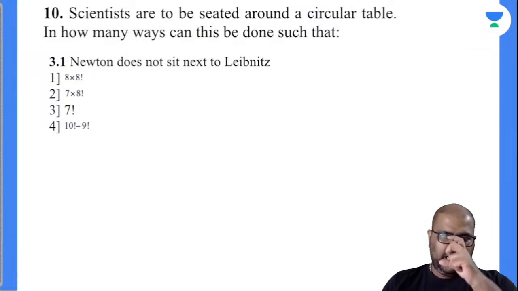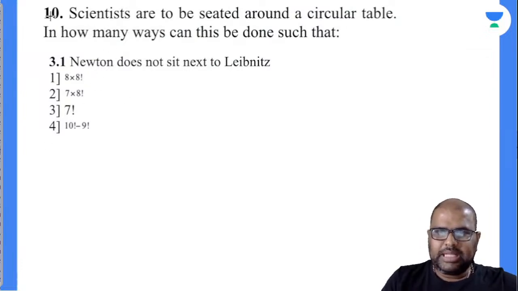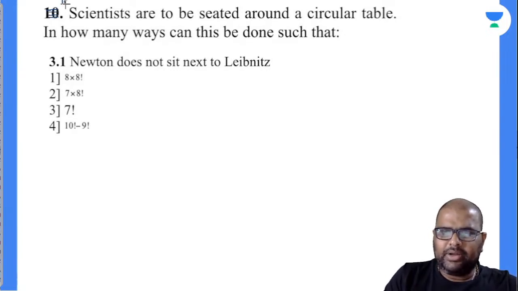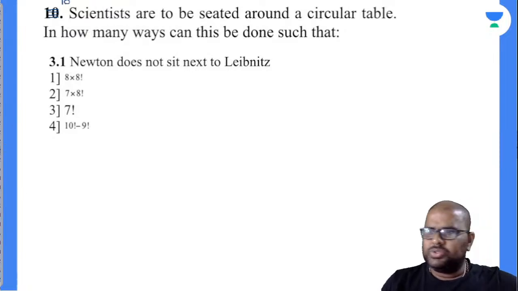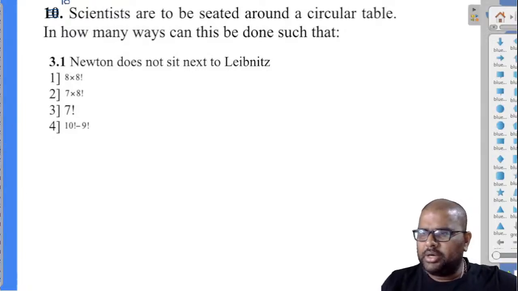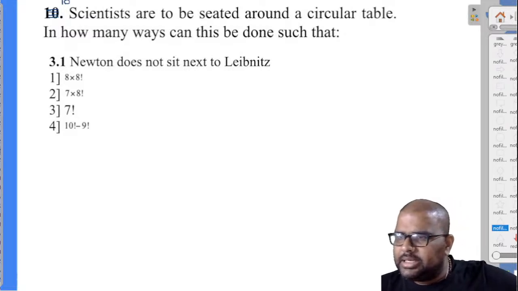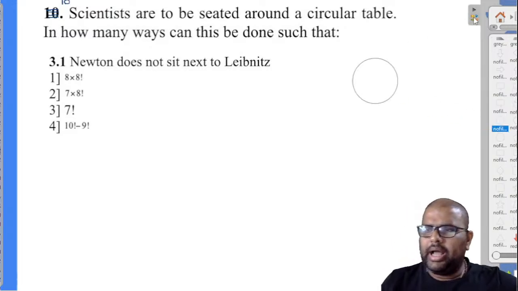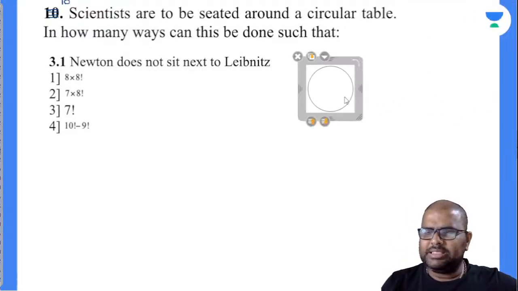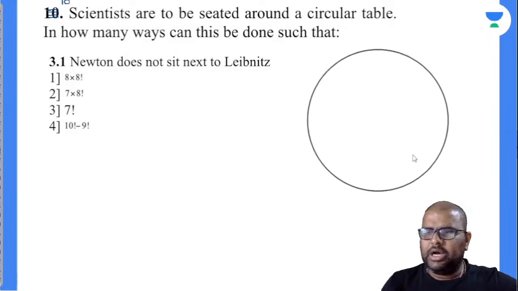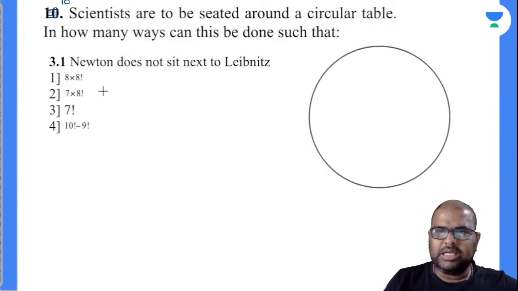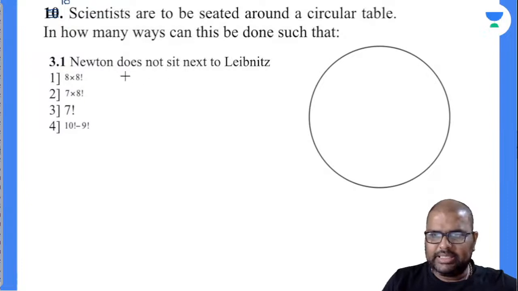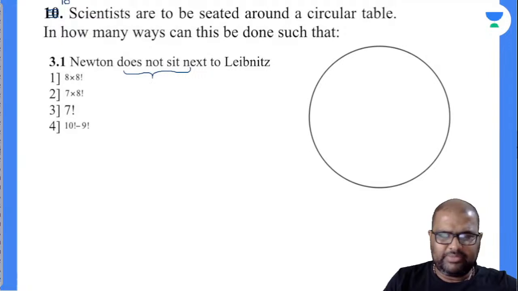Okay, fine. Observe this question carefully. There are 10 scientists. These 10 scientists are to be seated around a circular table. In how many ways can this be done? What is the first question asked? Newton does not sit next to Leibniz. So don't panic. We can solve this very easily.